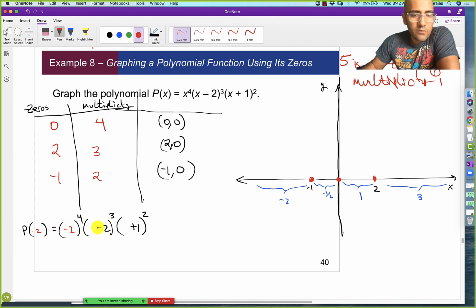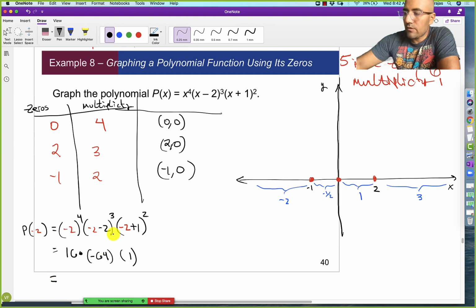-2, so -2, -2, -2. That's going to work out to be -2 to the power of 4. That's going to be 2, 4, 8, 16, +16, times -4 to the power of 3. That's going to be -64. And this is going to be -1 to the power of 2. That's just going to be +1.